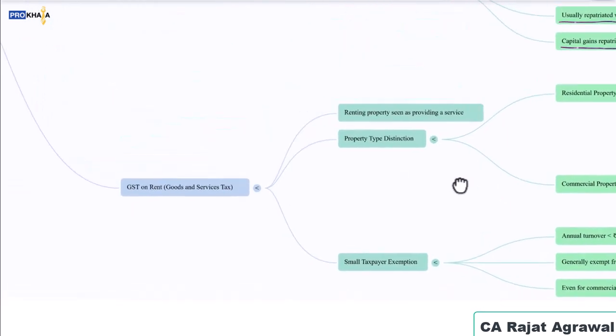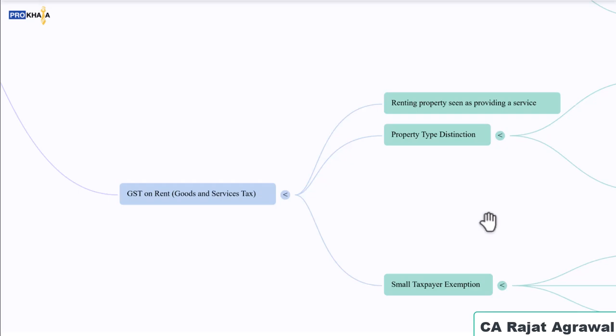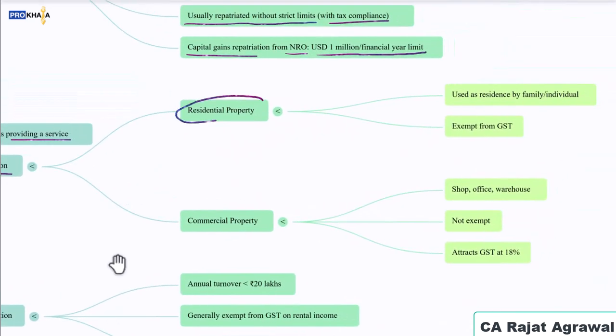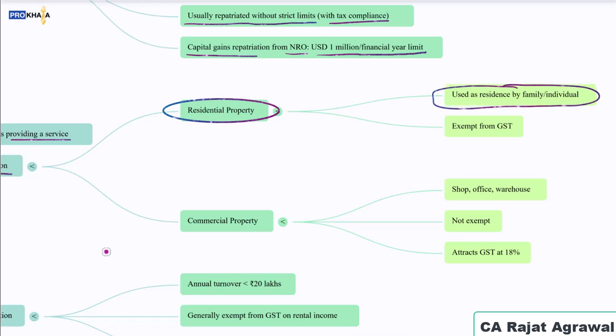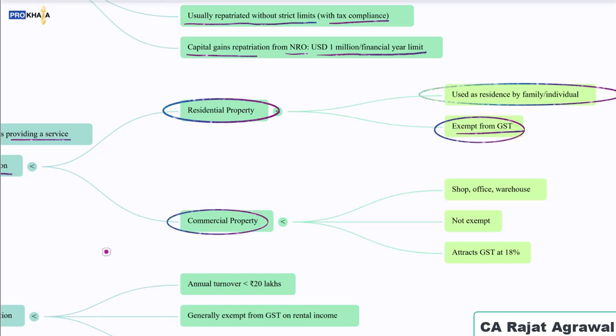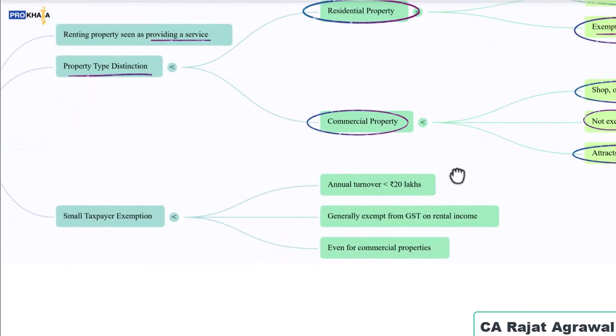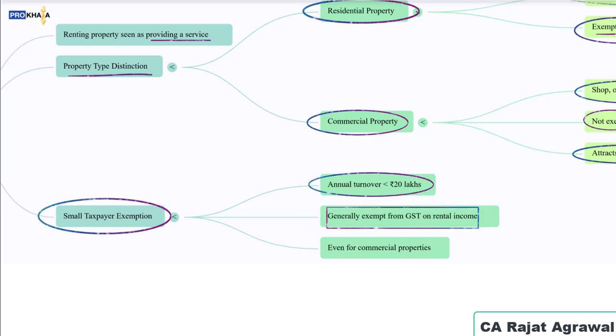Moving on, let's talk about GST on rent. Yes, Goods and Services Tax also applies to rental activities, as renting property is seen as providing a service. However, there's a big difference depending on the property type. If you rent a residential property and it's used or intended for use as a place of residence by a family or individual, it is exempt from GST. Simple enough. But if you're renting a commercial property like a shop, office, or warehouse, that is not exempt. Renting out commercial property attracts GST at the rate of 18%. Here's a quick point. Small taxpayers, those with an annual turnover of less than 20 lakh rupees, are generally exempted from GST on their rental income, even from commercial properties.